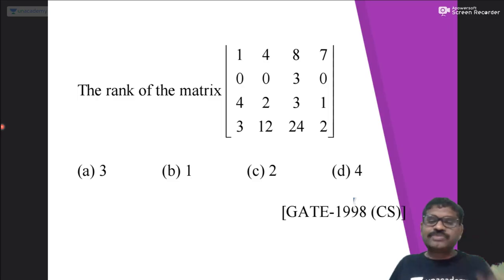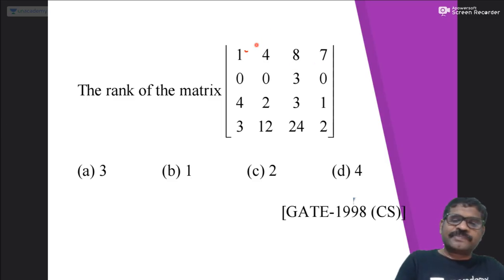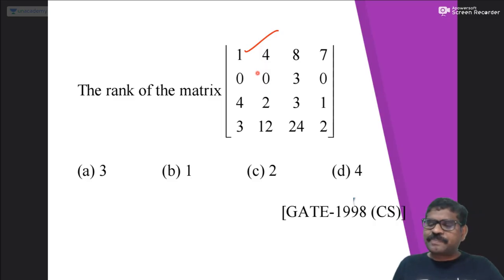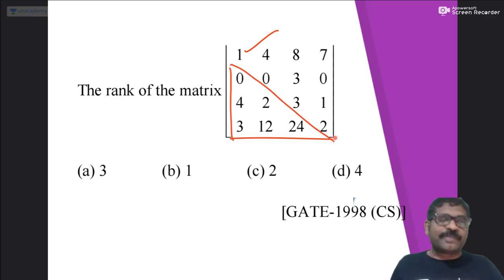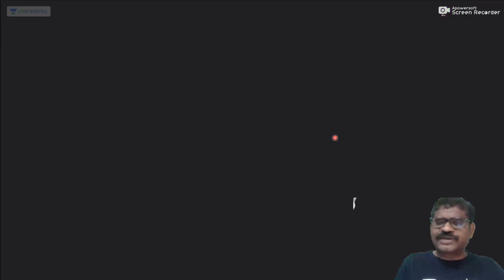Now, observe this problem. First, you have to find the rank of this matrix. The 1/1 entry is 1. When the 1/1 entry is 1, you have to start a right angle triangle from the second row onwards. Reduce all the elements covered by the right angle triangle to 0 by using operations. Okay. Now, I am applying the operation R3 minus 4R1.